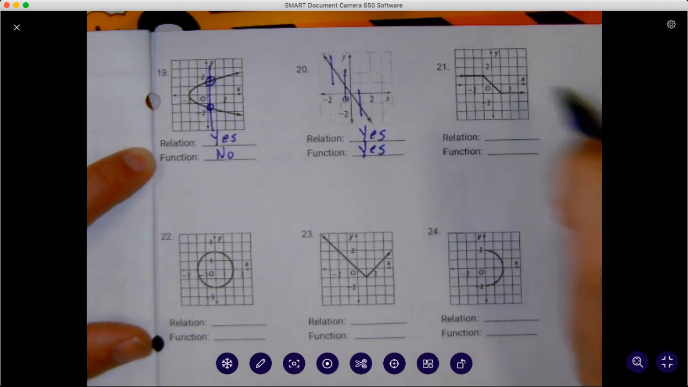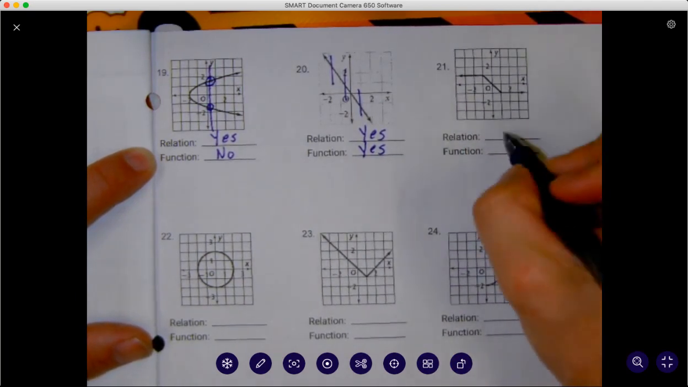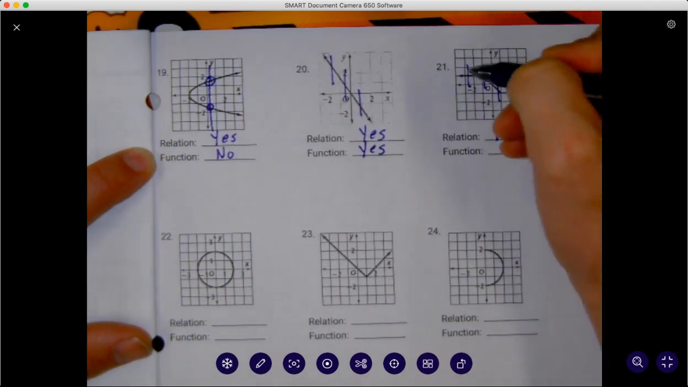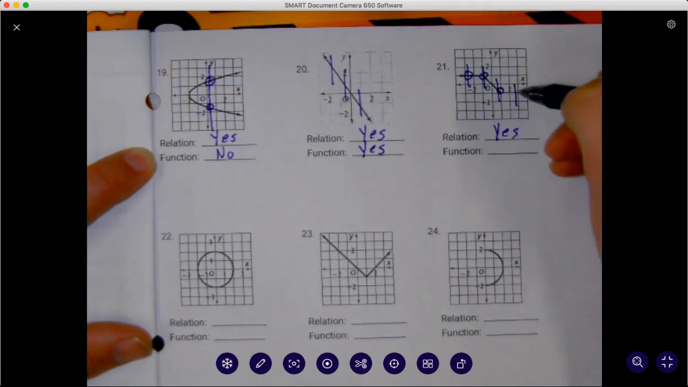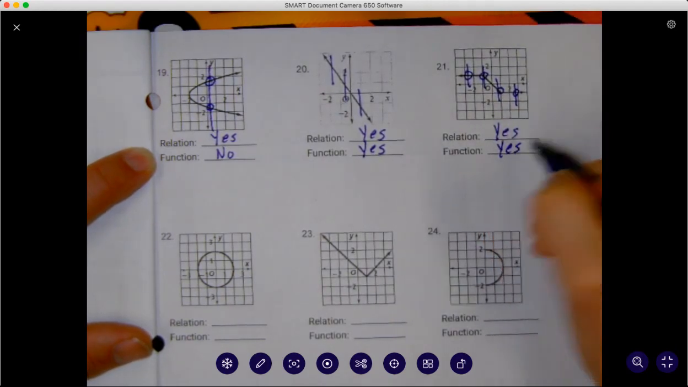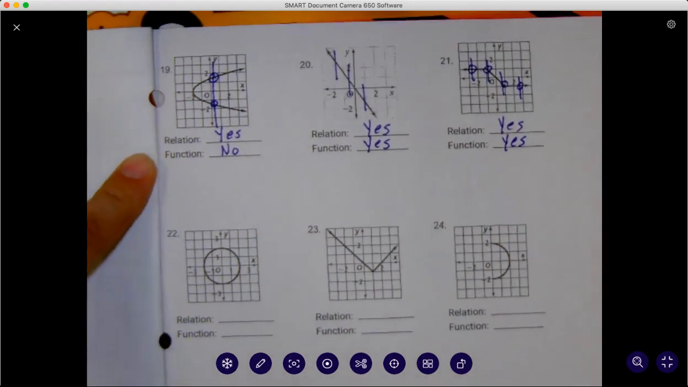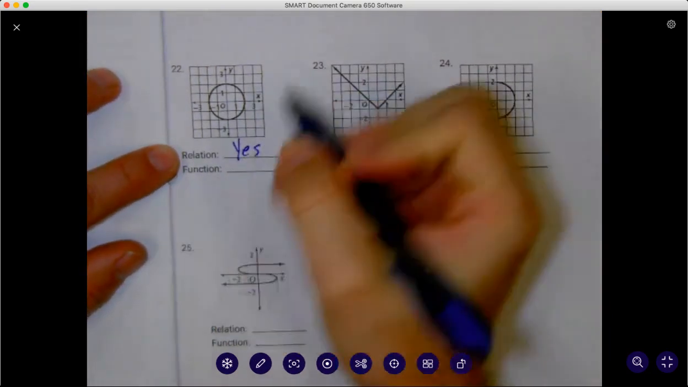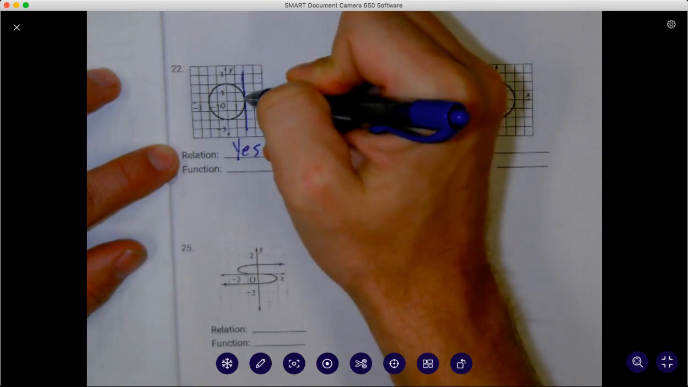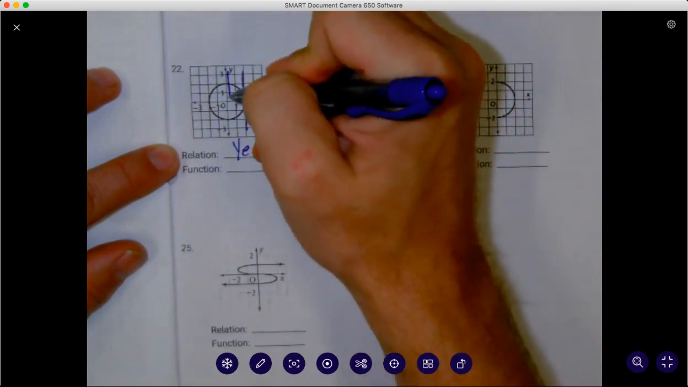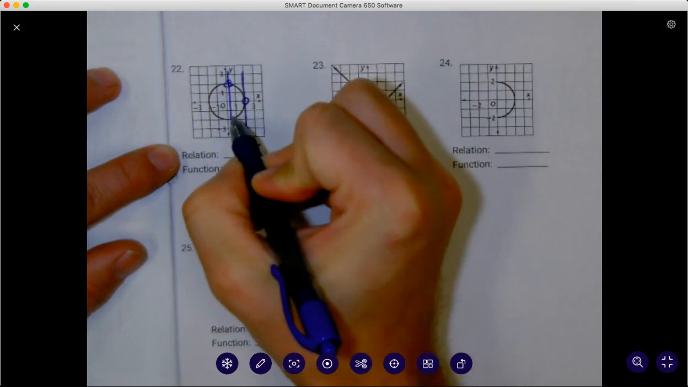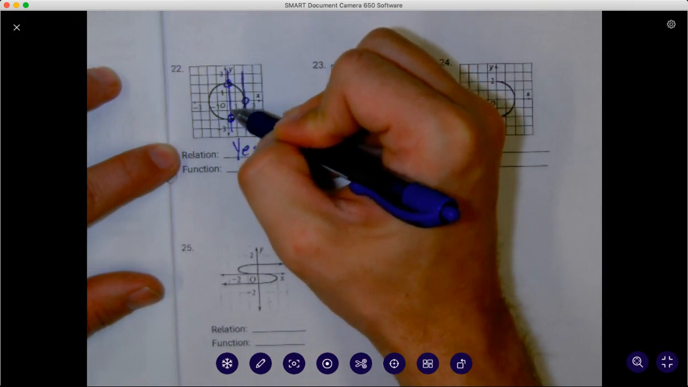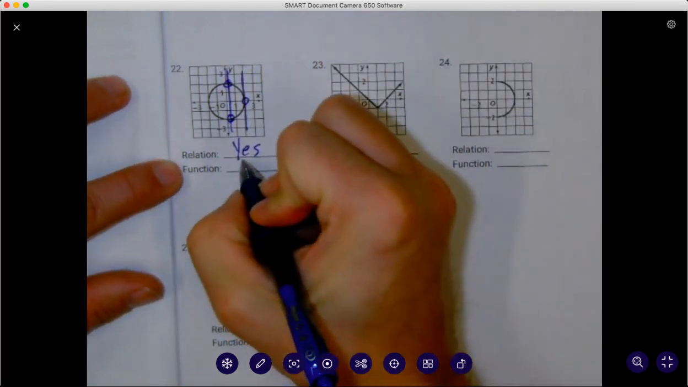All right, so we got a disjointed graph here. It's still a relationship. Even though it's not a perfectly straight line, it only goes through the graph one time for each test. So yes, that is a functioning relationship. Okay, 22. Yes, it's a relationship. Now, right here it only goes through the graph one time. But anywhere else on the circle other than the ends, that's going to fail. You can draw a vertical line, and it goes through the graph at the top and at the bottom. So that is not a functioning relationship.